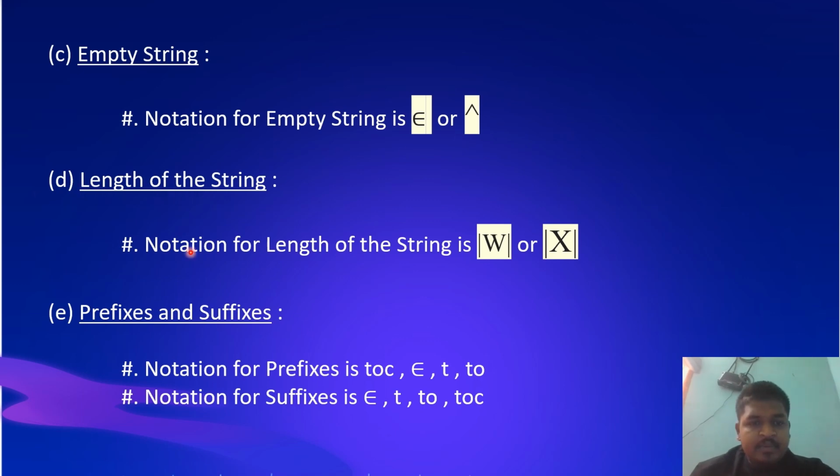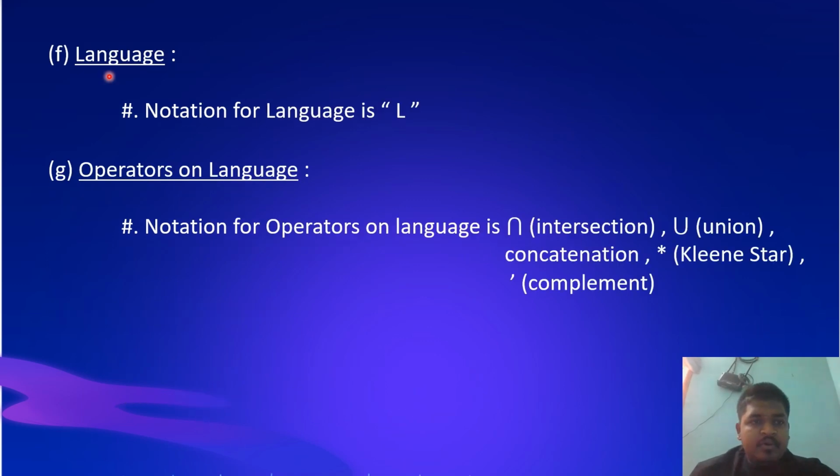Length of the string. Notation for the length of the string is |W| or |X|. Prefix and suffix: notation for prefix, suffix. For language, notation for language is L. Operators on languages: notation for operators on language is intersection, union, concatenation, Kleene star, and complement.